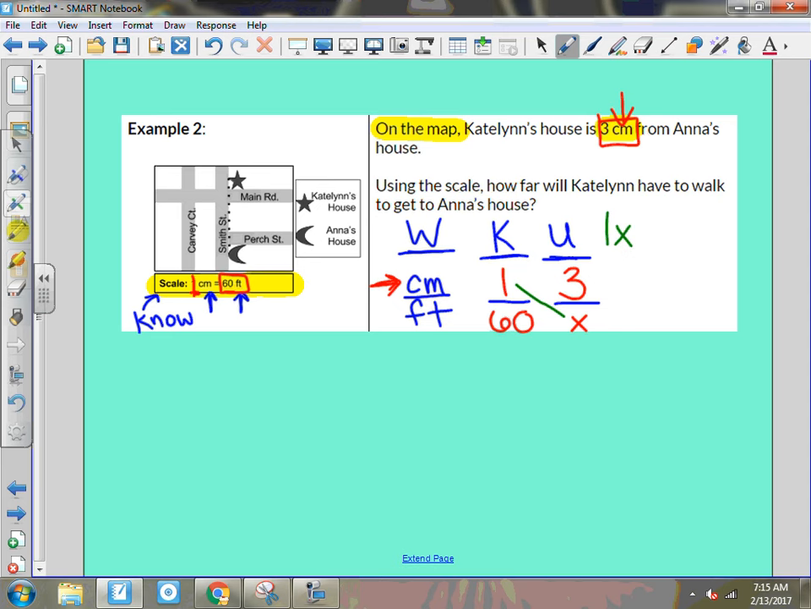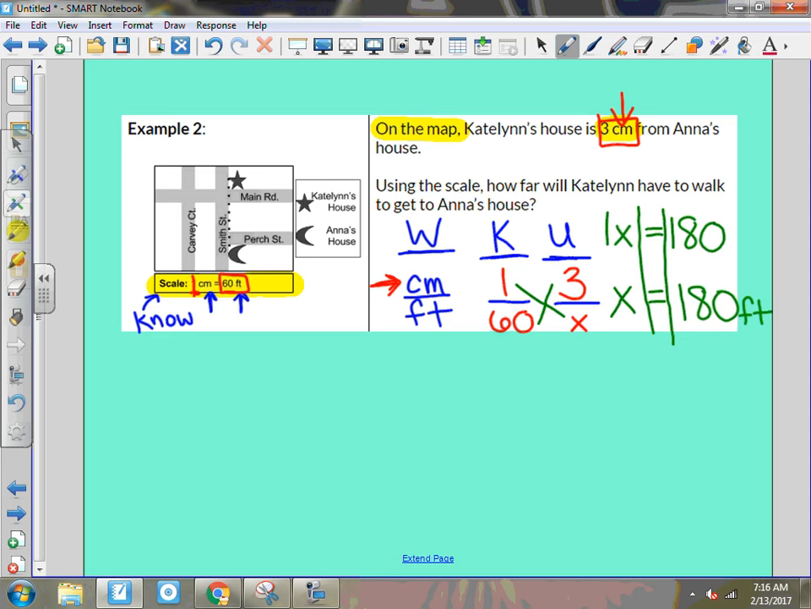And the only thing I can do there is put them together. So I've got 1x. And then I'm going to also multiply the other side, 3 times 60. Well, 3 times 6 is 18. Add that 0 on there. So I've got 1x equals 180. Well, that's a really easy one to solve because remember, I don't always have to write that 1 at the beginning. I can just write x, and that's going to be just 180. But don't forget your label. I've got 180 feet. So I've just found out that Caitlin will actually have to walk 180 feet to get to Anna's house.